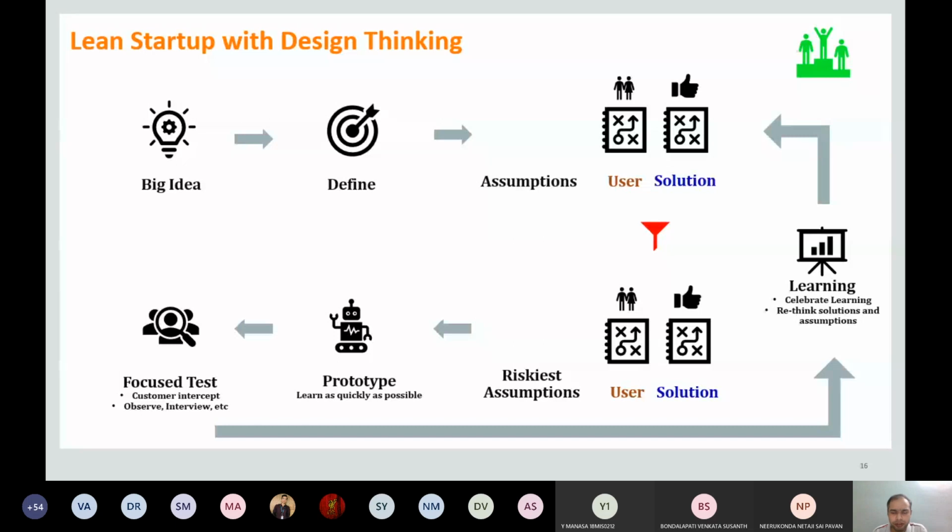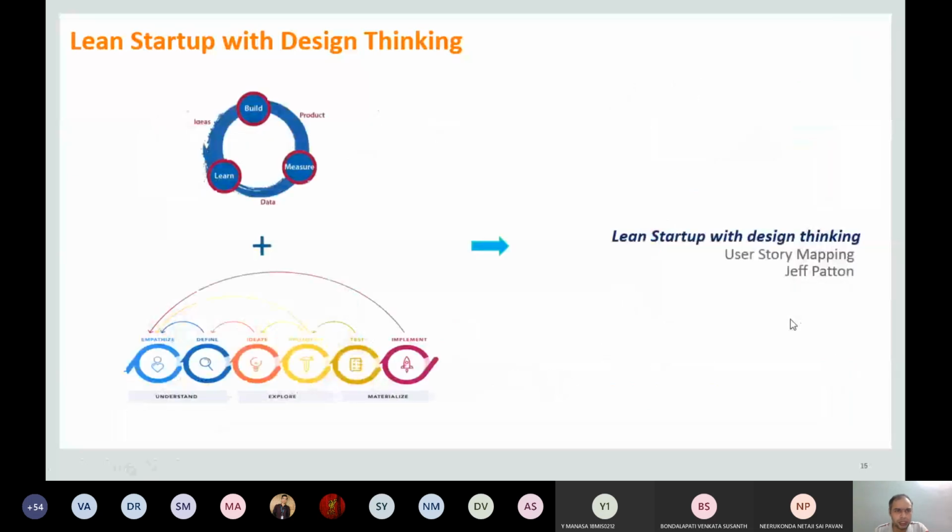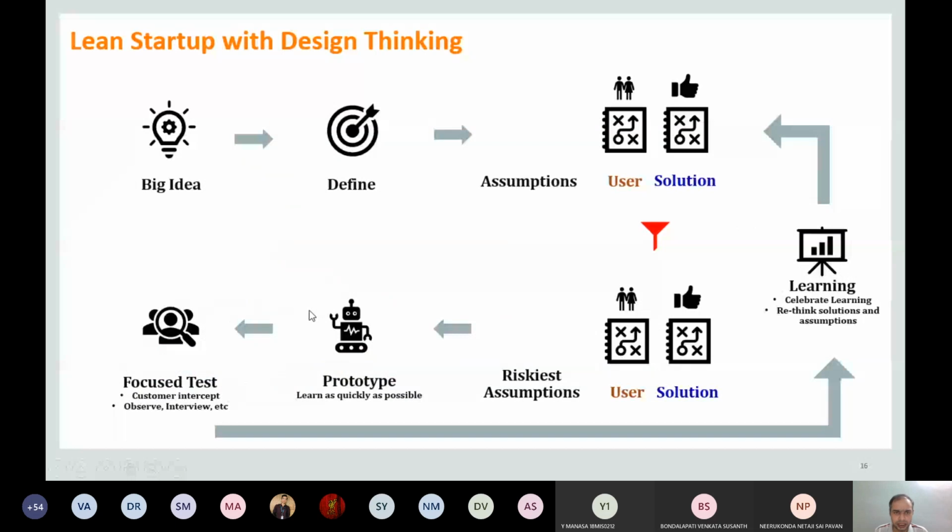Okay, so if you see this, this is the simple lean startup cycle we discussed. We have built something, we have measured something, we have learned. So build, measure, learn. So lean startup: build, measure, learn. This activity is done. Next, let's see how the design thinking activity is also imbibed in this.